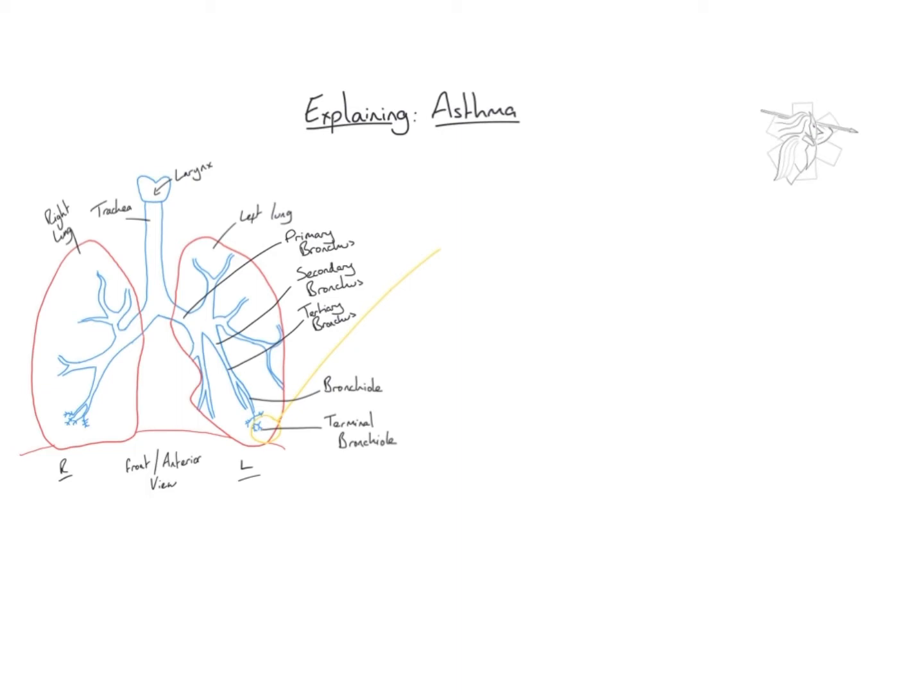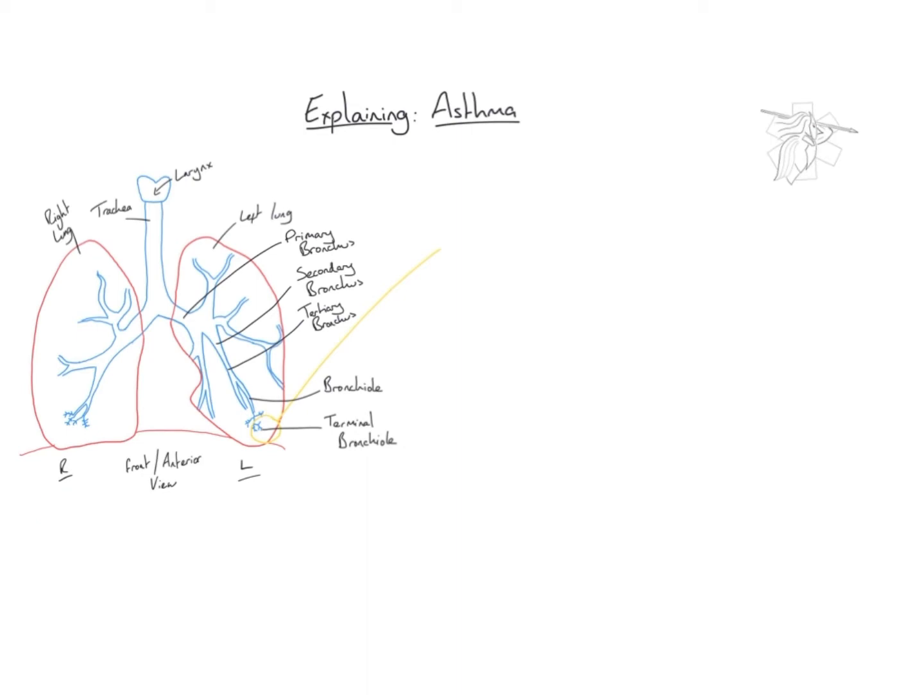So, as you can see, it starts here at the larynx. We then have the trachea. The trachea then splits into two, into the left and the right lung. We then have the primary bronchus, the secondary bronchus, the tertiary bronchus, before we hit the bronchioles and the terminal bronchioles. This line down here represents the diaphragm, which is obviously one of the main muscles of breathing. And this is the front view of the lungs with the left here and the right here.